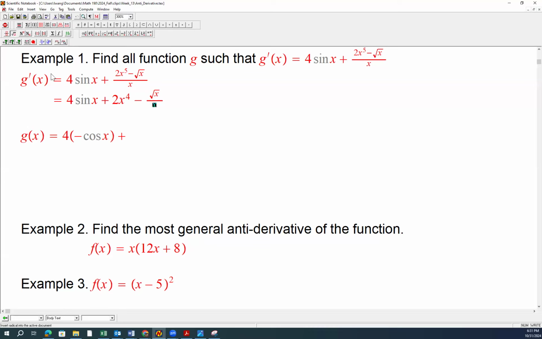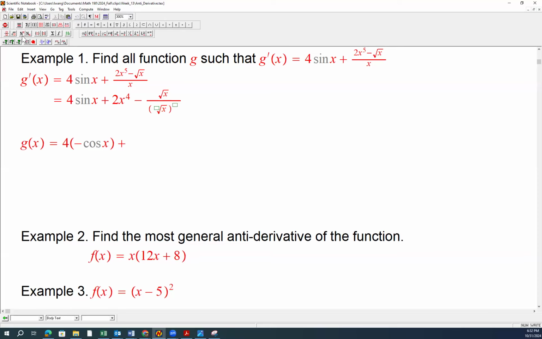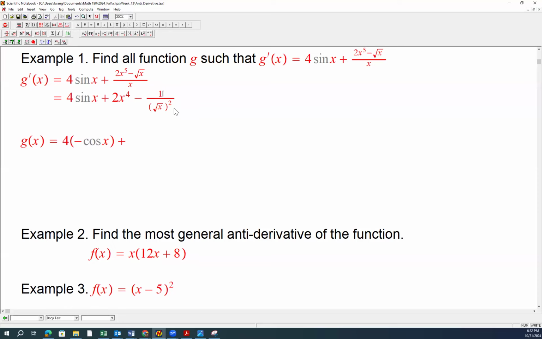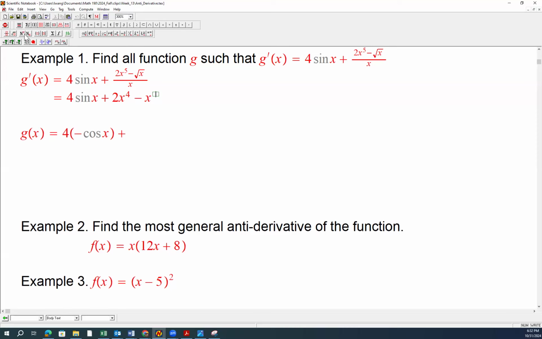Root x divided by x: because x equals root x squared, you can see it that way, or you can work with powers. So one root x will be taken away, and we just have one root x in the denominator. Then we can write this as x raised to the power of negative half. Then we're going to find the antiderivative for these two.